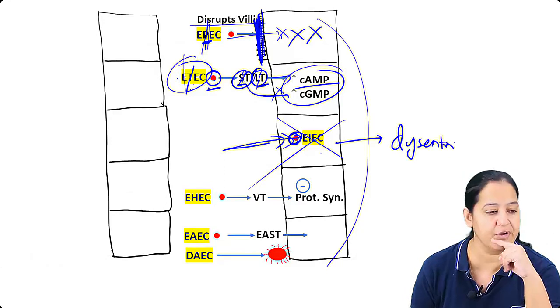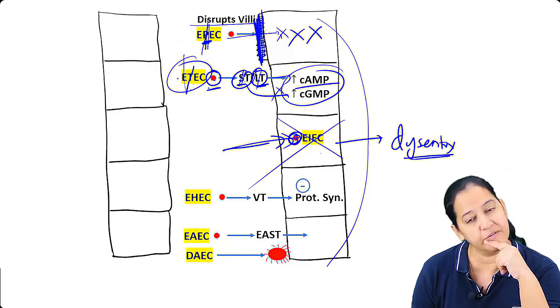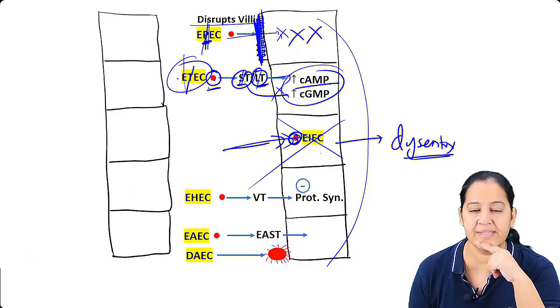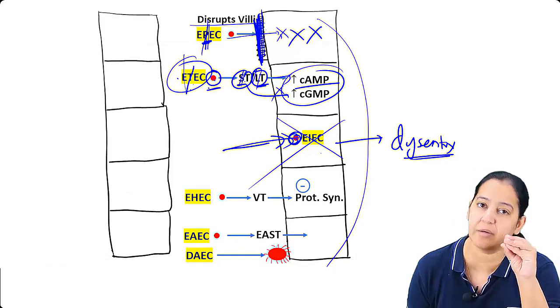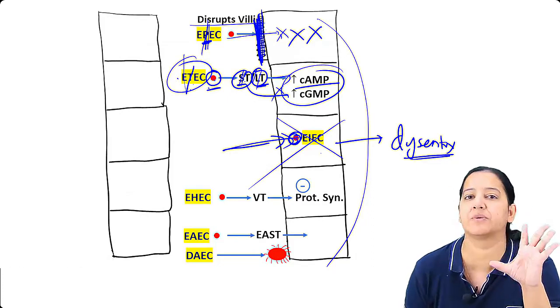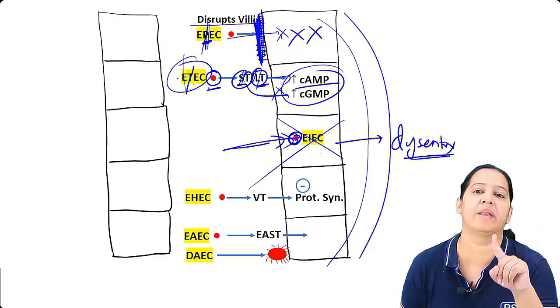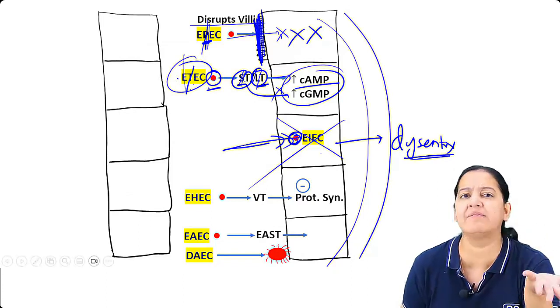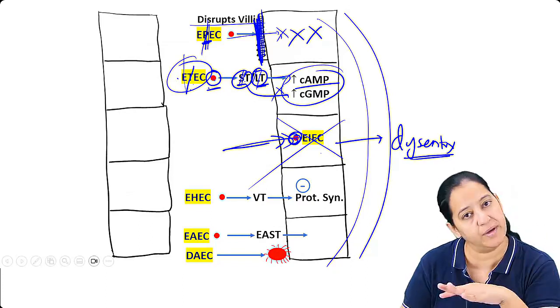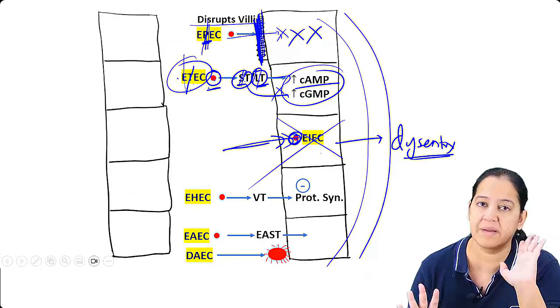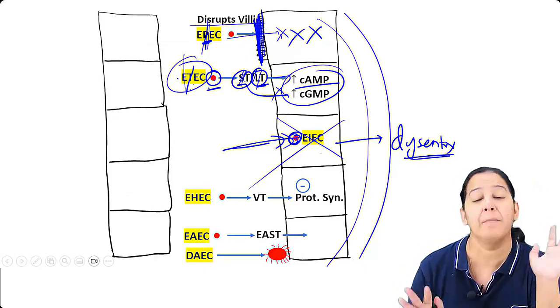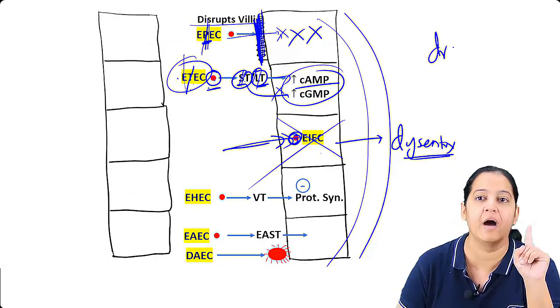It causes dysentery also. Got my point? Dysentery means along with the loose motion, in the stool, bleeding is also there. So one of them causes bleeding only. That is enteroinvasive. The name itself depicts. वो घुस के मार रहा है ना, so it will cause bleeding. The others will not cause bleeding. The others will cause only loose motion. But this one, all cause diarrhea, but this causes dysentery.